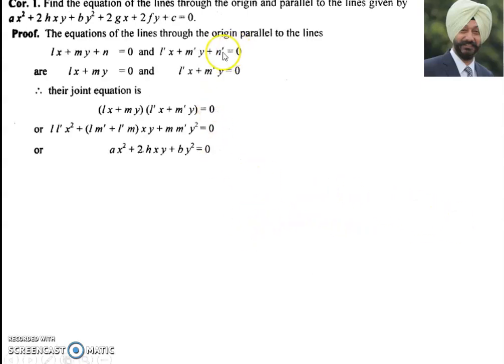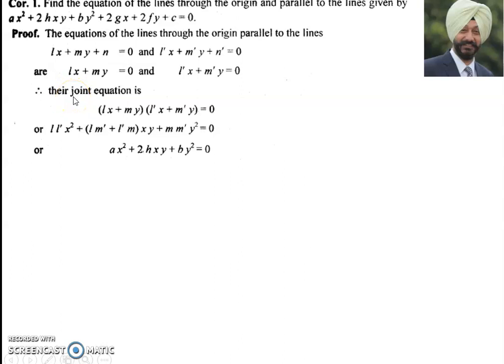Find the equation of the line through the origin and parallel to the lines given by the general equation. So we want to find the equation of parallel lines which pass through the origin. Let the equations of the lines through the origin be lx plus my plus n equal to 0 and l dash x plus m dash y plus n dash equal to 0. Since they pass through the origin, n is equal to 0 and n dash is equal to 0.